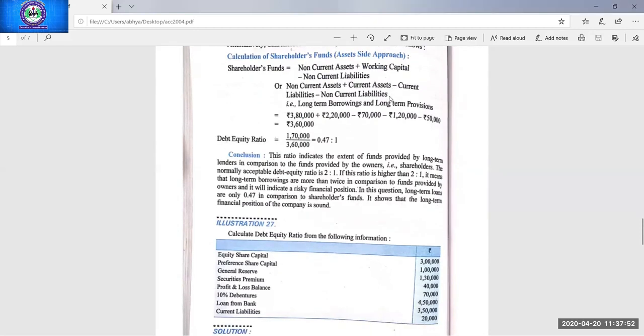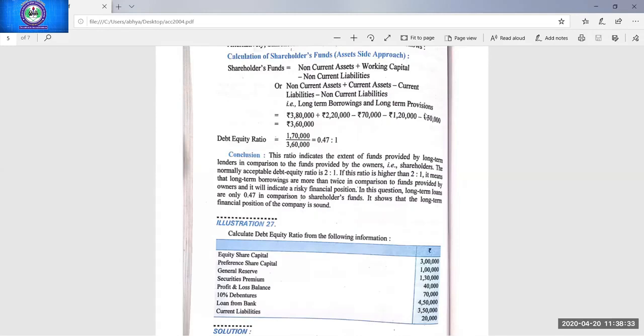Do it fast again. Debt equity ratio. I am reading the question. Till then you can start doing. Equity share capital, preference share capital, general reserve, securities premium reserve 40,000, profit and loss balance 70. Unless the debit balance is written along with the profit and loss, or the balance is given in negative form, you will assume it as a profit. So profit and loss is positive, that is the 70,000. If this figure is written in bracket, it means it's a negative balance.